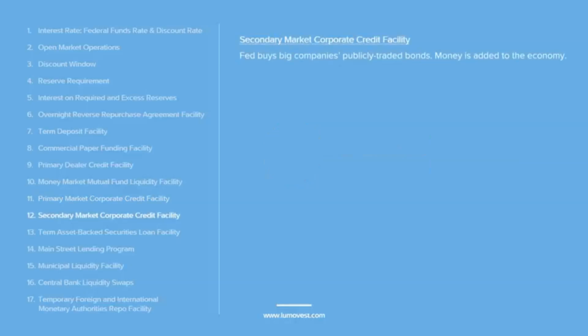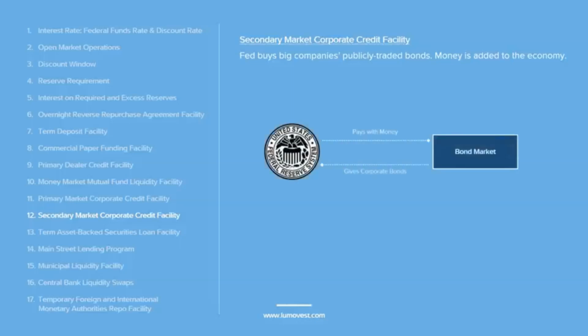It has a sister program known as the Secondary Market Corporate Credit Facility. This program is also newly established in March 2020 in response to the coronavirus crisis. The Open Market Operations Program allows the Fed to use money to buy federal government's bonds. This program allows the Fed to buy big corporations' publicly traded bonds. This makes the bond market liquid because investors know that there's the Fed out there buying and selling the same corporate bonds they're looking to buy or sell. When the Fed buys these large companies' bonds, the Fed is giving money to the sellers, and that increases money supply.